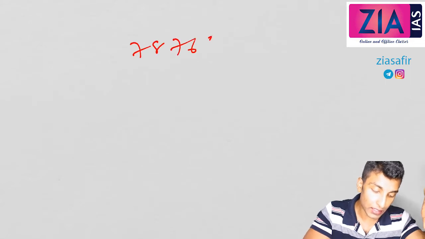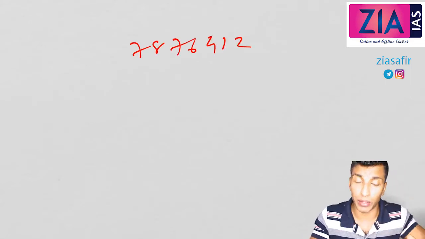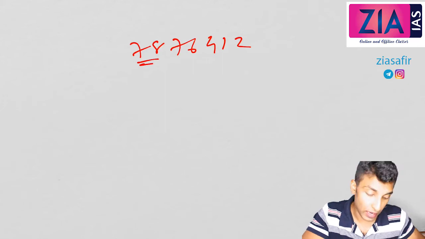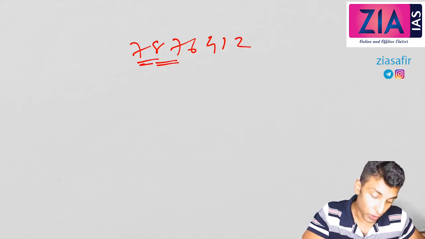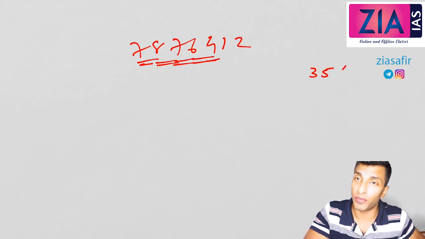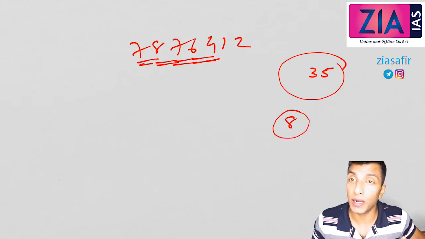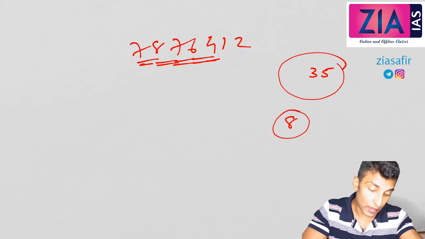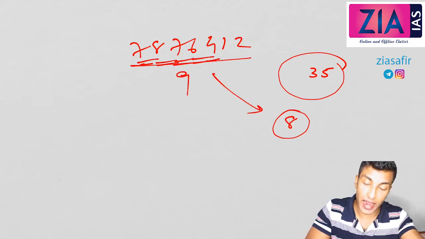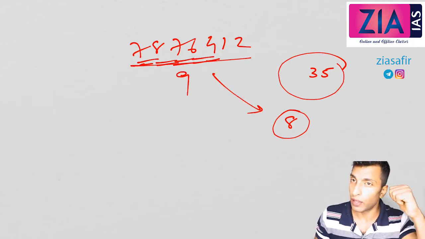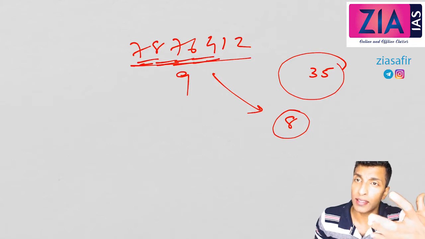7, 8, 7, 6, 4, 1, 2. I'm taking a random number. So 7 plus 8, 15. 15 plus 7, 22. 22 plus 6, 28. 28 plus 4, 32. Then 33, 35. So here I got 35. What I will do is take the sum of digits again. So I am getting 8. What does this mean? 8 is the remainder when this bigger number is divided by 9. 8 will be the remainder. So take the sum of digits till you get a single digit.